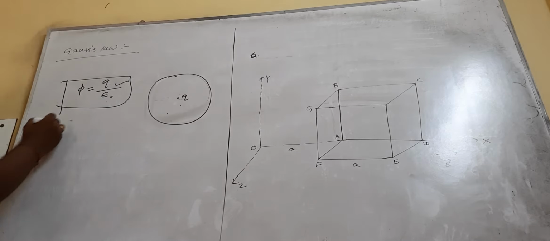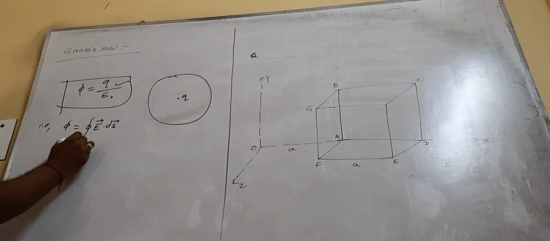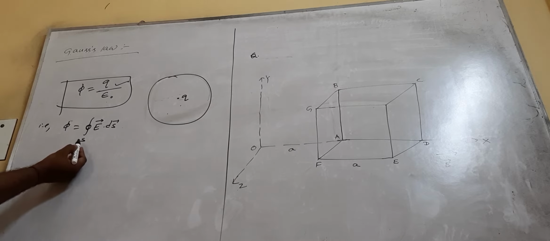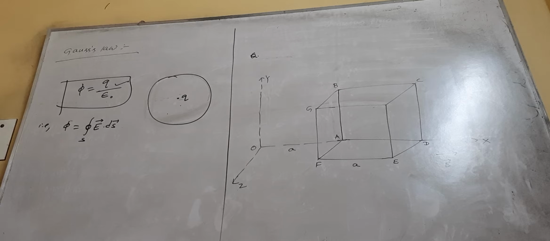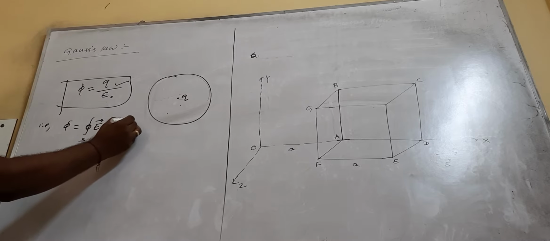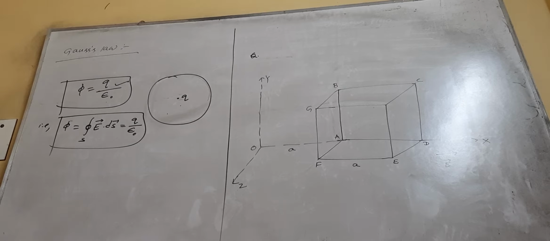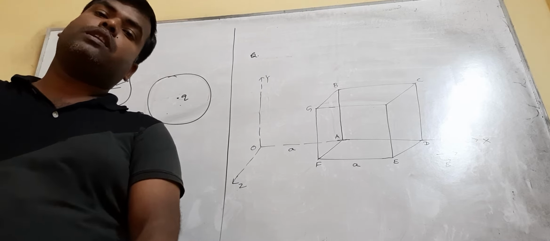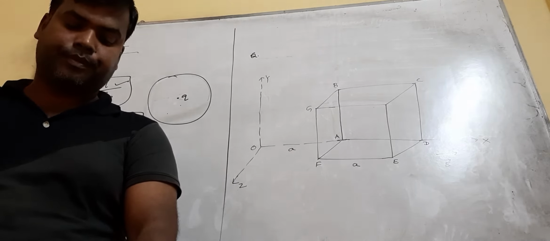Or as you know, electric flux is the surface integral of electric field. The circle on the integral indicates that we have taken the surface integral over the closed surface. That is equal to Q by epsilon 0. This is your Gauss law. Remember, Gauss law is always applicable to a closed surface.